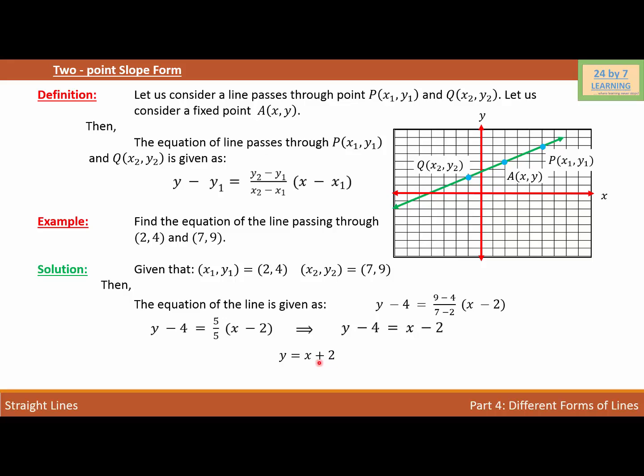So basically, I got my equation of a line passes through point 2, 4 and 7, 9 using 2-point slope form, which is basically this equation. And this is how we can use 2-point slope form to find the equation of a line.